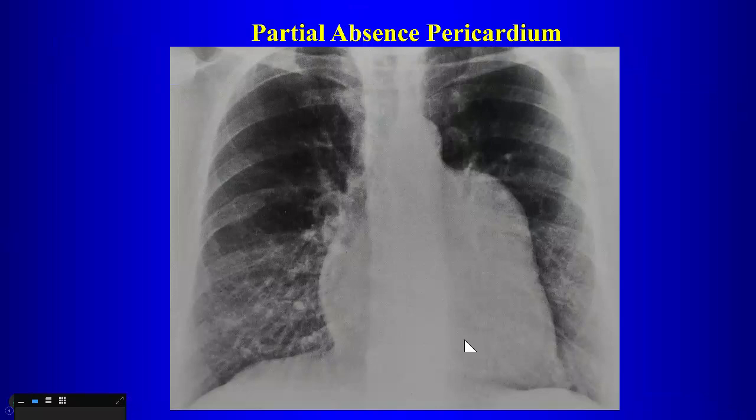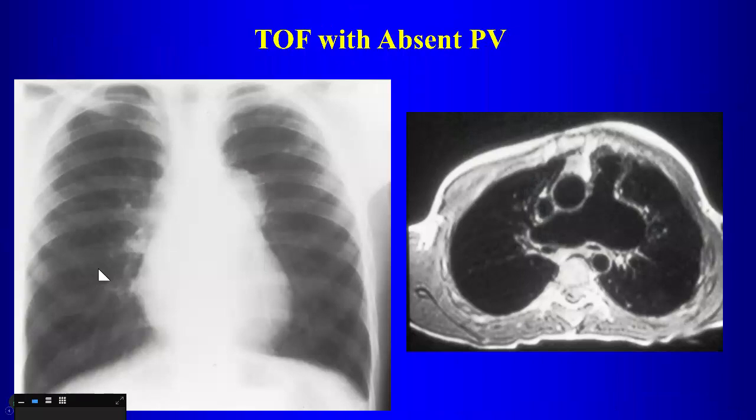Okay? Partial absence of the pericardium, we discussed this. That can also cause a bulge in this region, but it's not the pulmonary artery that's bulging. Right? So here there's herniation of the left atrial appendage that's bulging out there.